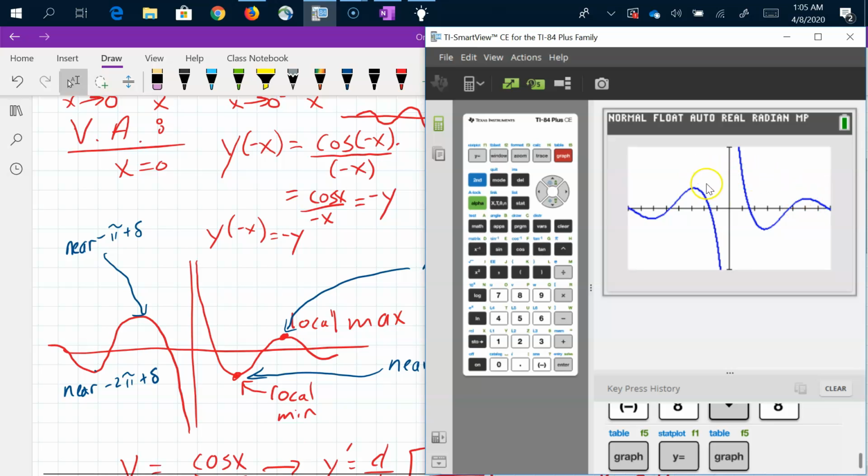And notice it's odd symmetry. So here was near pi for a local minimum. This is going to be near negative pi for a local maximum. Again, odd symmetry. This was near 2 pi for a local maximum. So near minus 2 pi for a local minimum. Of course, these are about, right? So near these pi values. And that completes problem 301.